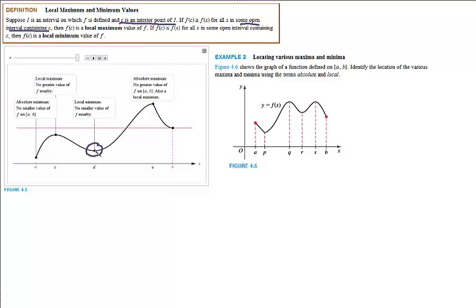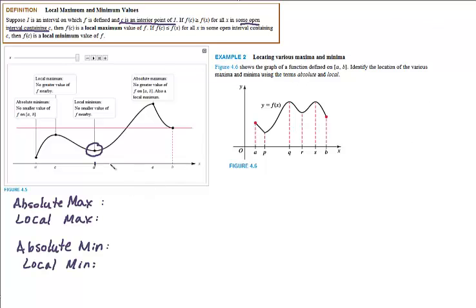Notice how the y values around this point D are all above D, so D is a minimum. Let's write down our list here. We said that D was a local min, so at x equals D we have a local min because it is below all those points around it. It is not the absolute min. The absolute min occurs at x equals A. But notice there's no real neighborhood, no open interval around A, so I can't say it's local. It's an endpoint.